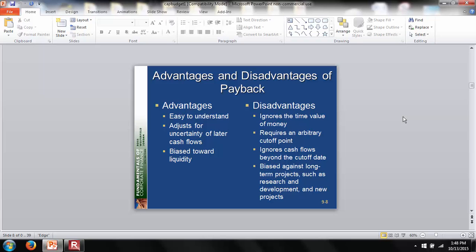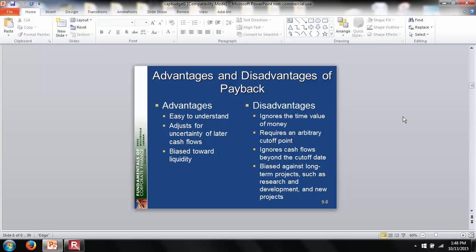But why do people still use that? Some of the reasons are, it's easy to understand, it adjusts for the uncertainty of later cash flows, and it has a bias towards liquidity. So what we are saying here is that you always want to take investments where we get paid back quickly and we generate cash very quickly.